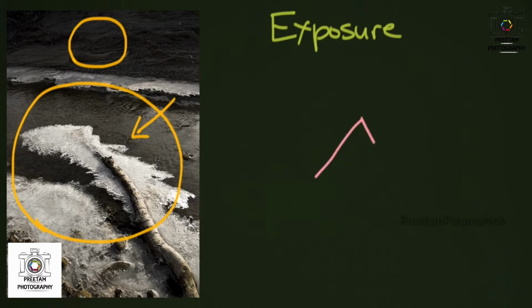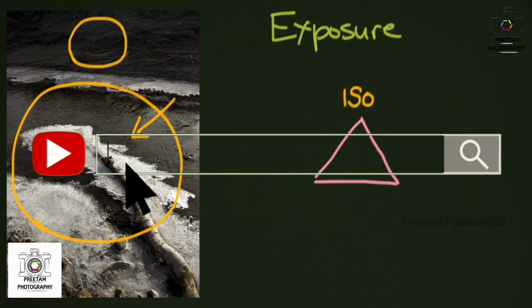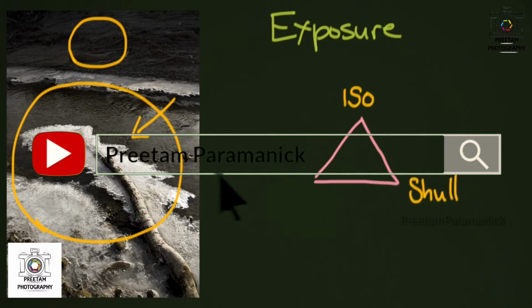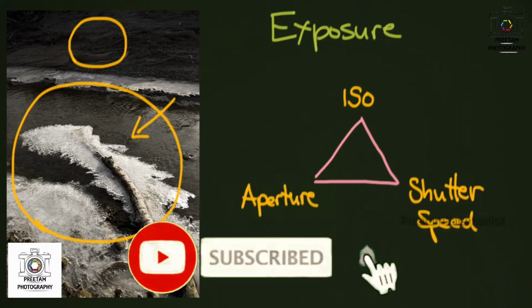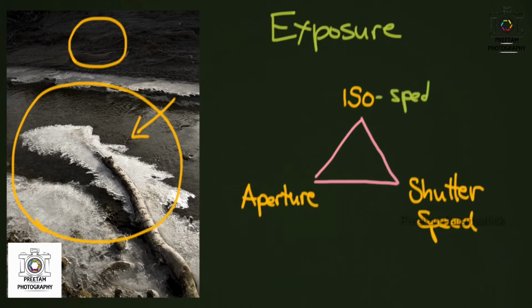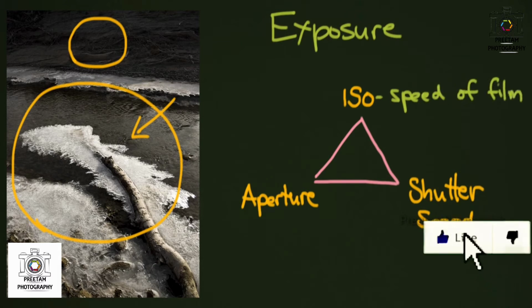So first of all, exposure is often said to be in a triangle. We're going to make ourselves a little pink triangle here. And on the top, we're going to have ISO. To the right, we're going to have your shutter speed. And to the left, we're going to have your aperture. So your ISO is the speed of your film. It's not sped, it's speed with two E's. Speed of your film or your sensor, and I'm just going to say film because that's a shorter way of saying it.